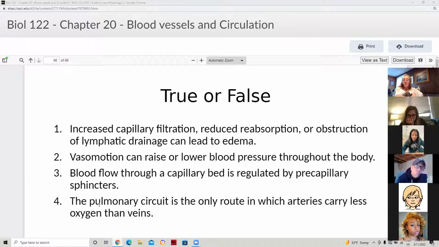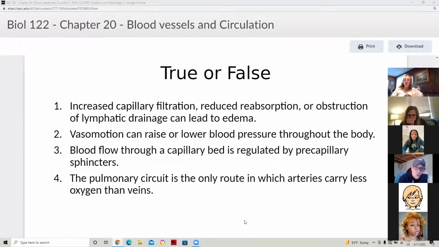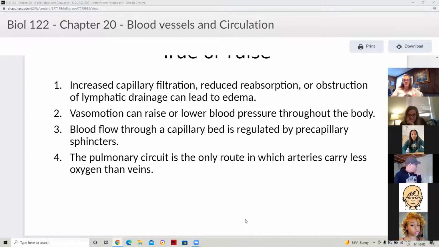Blood flow through a capillary bed is regulated by precapillary sphincters. True. The pulmonary circuit is the only route in which the arteries carry less oxygen than veins. That's true. Good job.